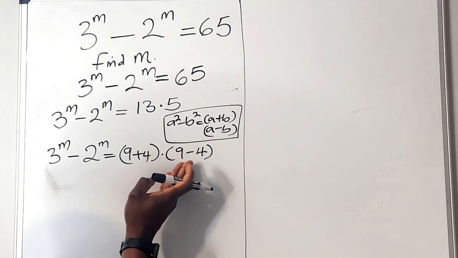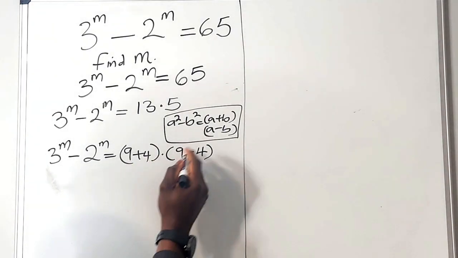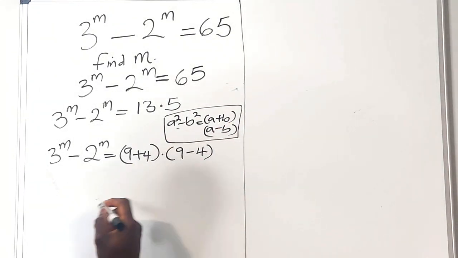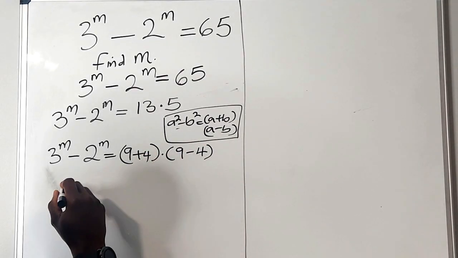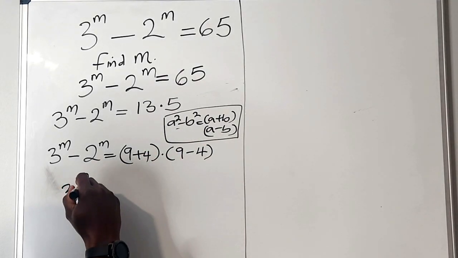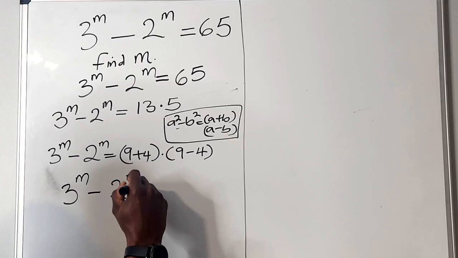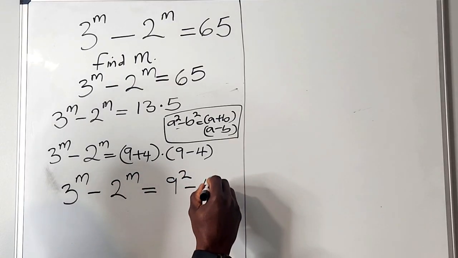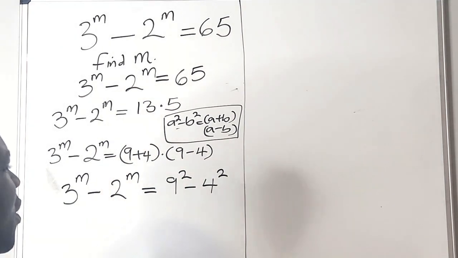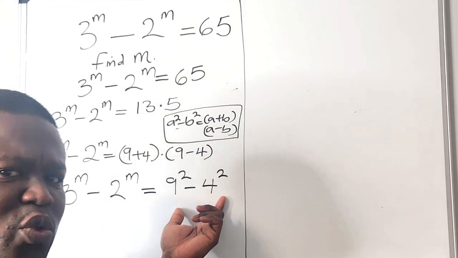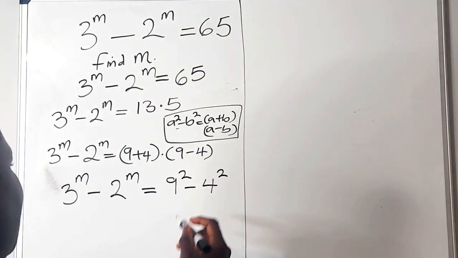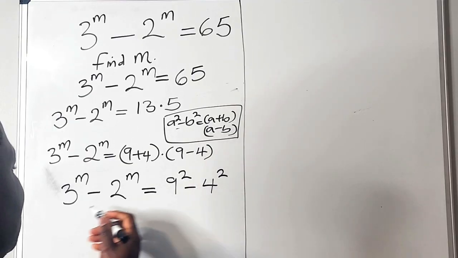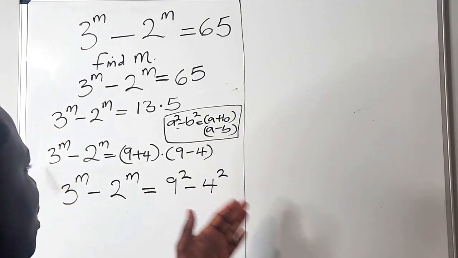And if we take a closer look, this is the same as this. So we can rewrite this as 9 squared minus 4 squared. So now we have a difference of two squares. Okay, so now we can equate the left-hand side to the right-hand side.